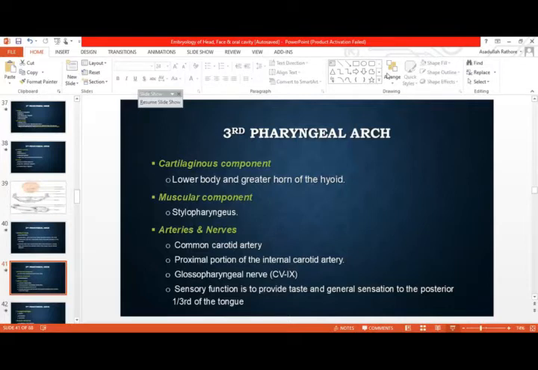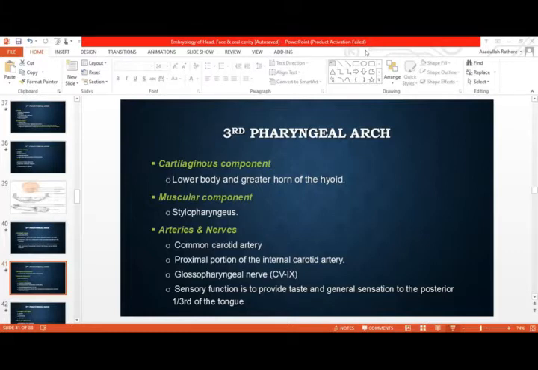We ended our lecture while we were discussing the pharyngeal arches. These are basically the extensions of the ectodermal layer, and so the pharyngeal arches basically have three components.